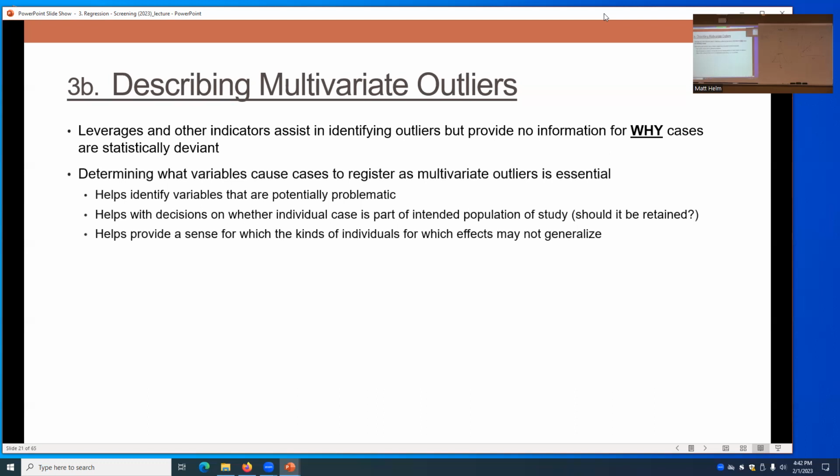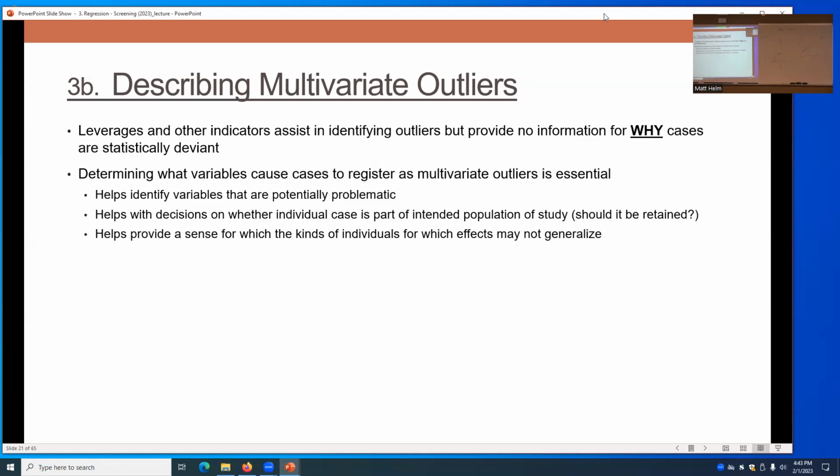Doing this is going to help us identify variables that are problematic. Because if I have a bunch of cases that have come up as multivariate outliers, and it's all because people are registering high or low on some individual variable, it might tell me that there's something wrong with that variable. I need to take a look and try and understand what's happening. It also helps me make a decision on whether or not this individual is part of the population I'm trying to generalize my model to. If it's not, then I'm fine getting rid of them. If they are, then maybe I need to be a little bit more creative.